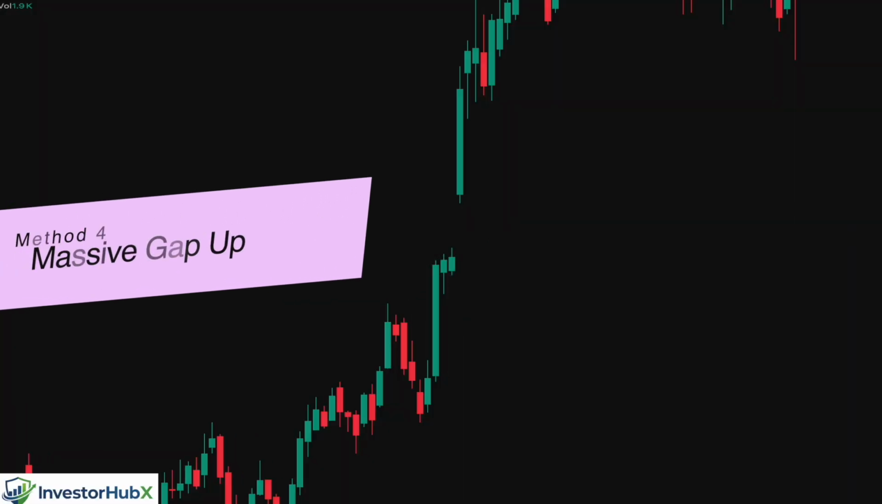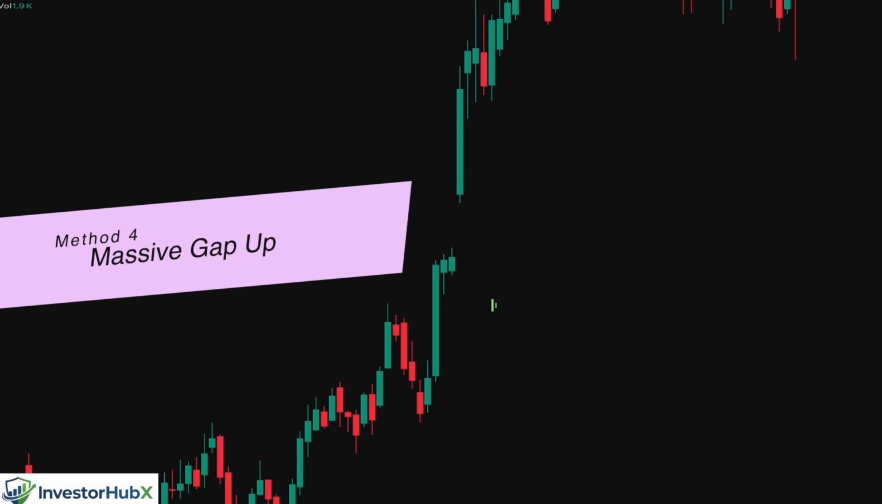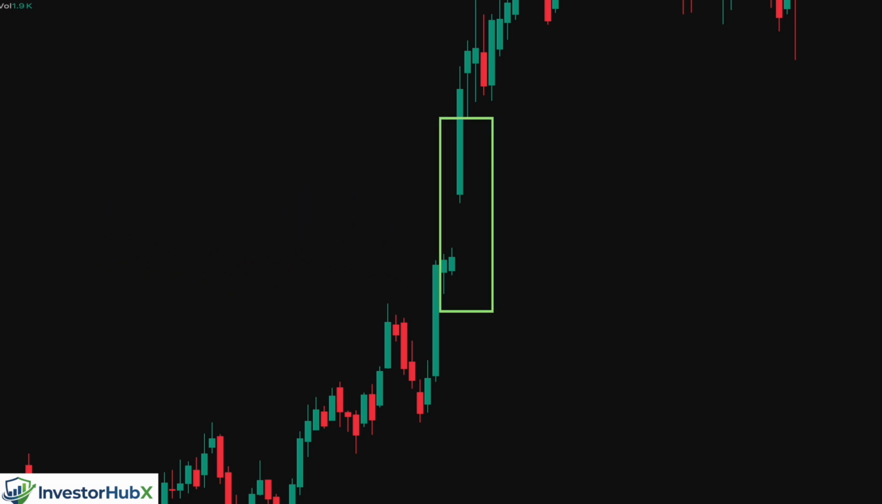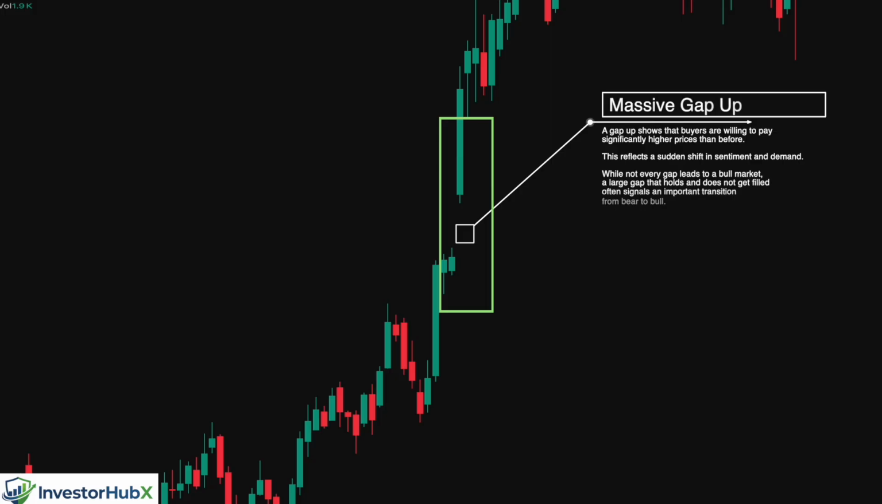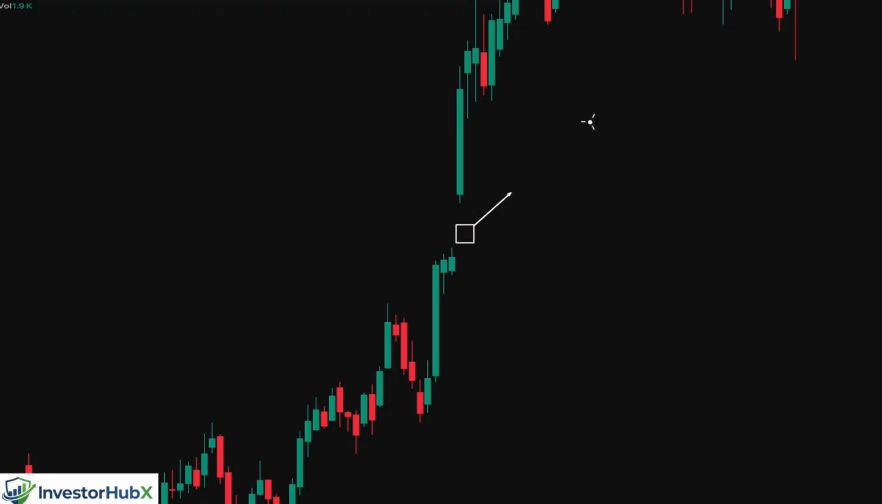Another sign that a bear market may be ending is a massive gap up in price. A gap up shows that buyers are willing to pay significantly higher prices than before. This reflects a sudden shift in sentiment and demand. While not every gap leads to a bull market, a large gap that holds and does not get filled often signals an important transition from bear to bull.